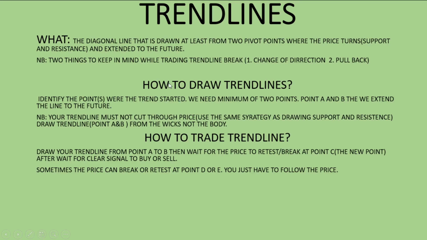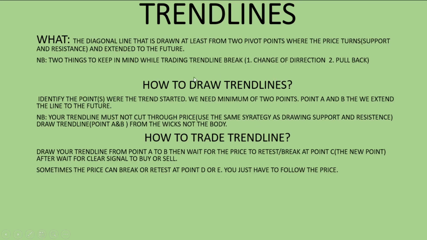Okay? How to draw trend lines now? We must first identify the points where the trend started. We need a minimum of 2 points, point A and point B, then we extend the line to the future. Take this note. Your trend line must not cut through price. Use the same strategy as drawing support and resistance. Remember we said we draw support and resistance from the wicks of the candles. Even the trend line must be drawn from the wick at point A, from the wick at point B, then you join the wicks, you extend to the future.